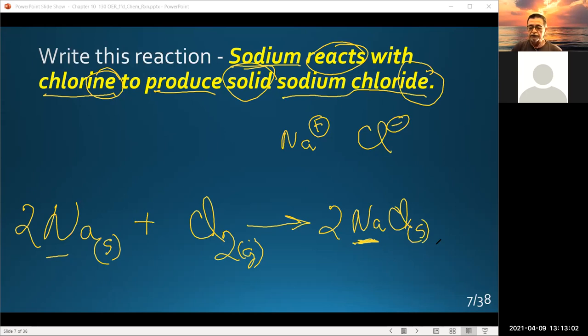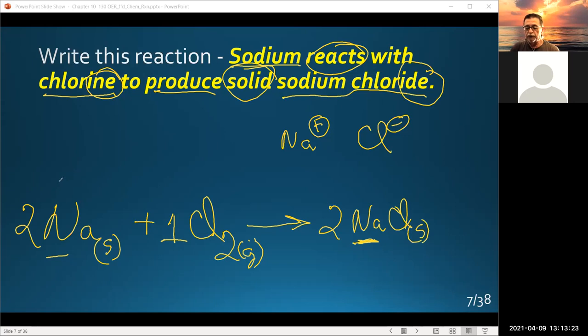Okay, we're balanced. So remember, it's understood that there's a 1 here. Normally it's not written. So we got a ratio here that requires 2 sodium for 1 chlorine to give us 2 sodium chlorides. And the fascinating thing about this reaction is this.